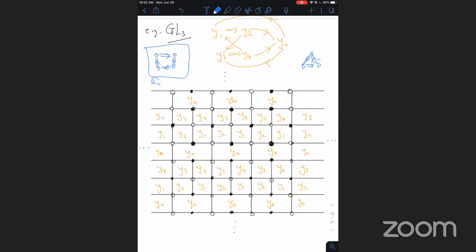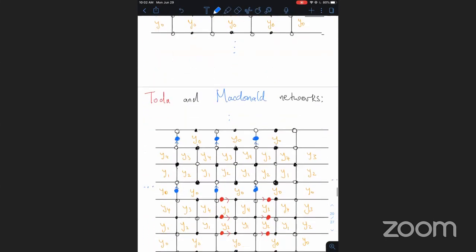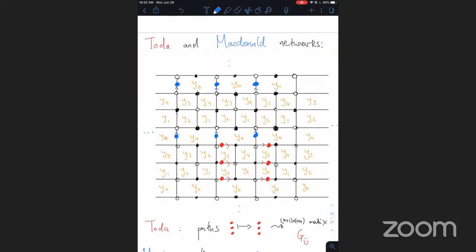All right, but for the moment, let's continue to think in these terms of having a single face, y sub naught, so that the dual graph really does look as indicated in the picture. And now I want to describe for you how to see the networks inside of this large double periodic network to describe both the Toda and the Macdonald operators.